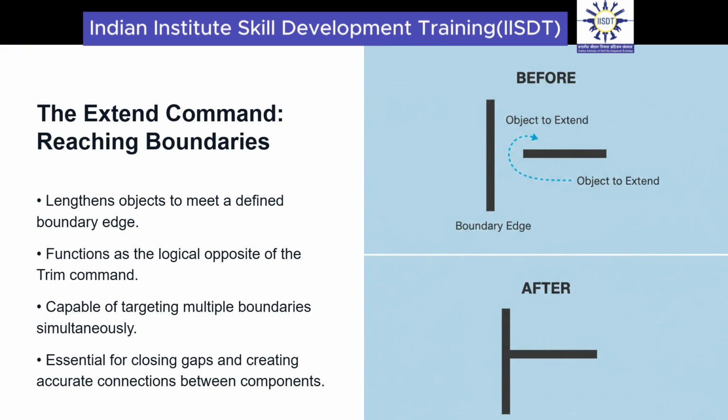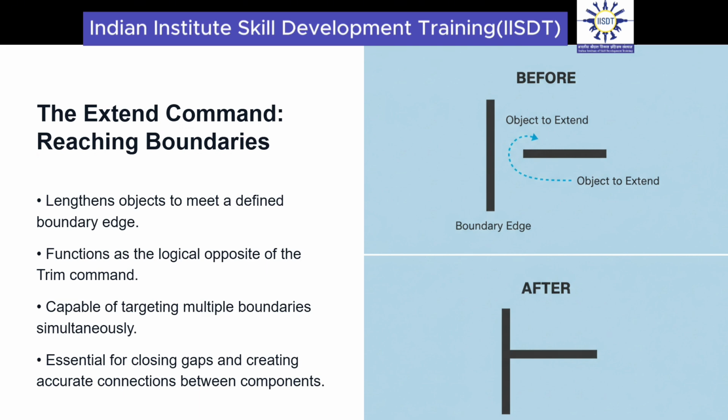Following naturally from trim is its counterpart, the extend command. If trim is about taking away, extend is about adding, but with the same level of precision and control. Its purpose is to lengthen an object, such as a line or an arc, until it precisely meets a designated boundary edge. This is indispensable for closing gaps in your geometry, ensuring that lines meet walls, pipes connect to fittings, or circuits are completed without any ambiguity. The workflow is very similar to trim. You select one or more boundary edges, and then you select the objects you wish to extend. The software intelligently projects the path of the object and extends it to the first boundary it encounters.